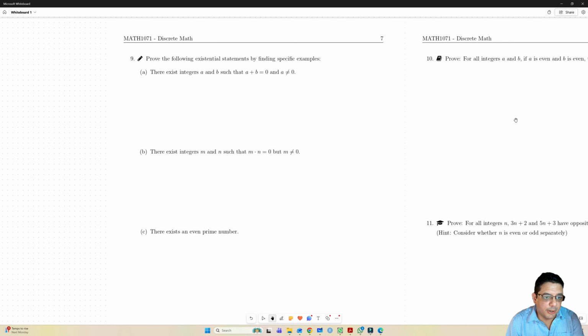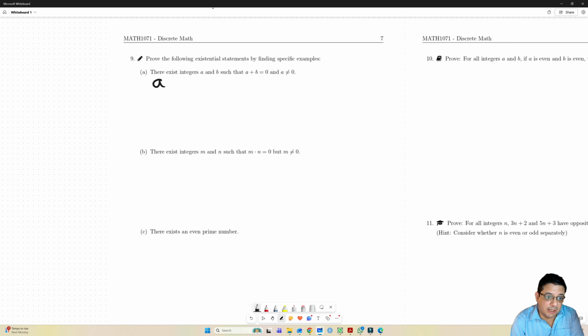Hi, in this second part, we're going to continue with examples for section 4.1. So first, we have to prove the following existential statements and find specific examples that match for those. The first question is: are there integers a and b so that a plus b equals 0 with a different from 0? The answer is yes, there's plenty of them.